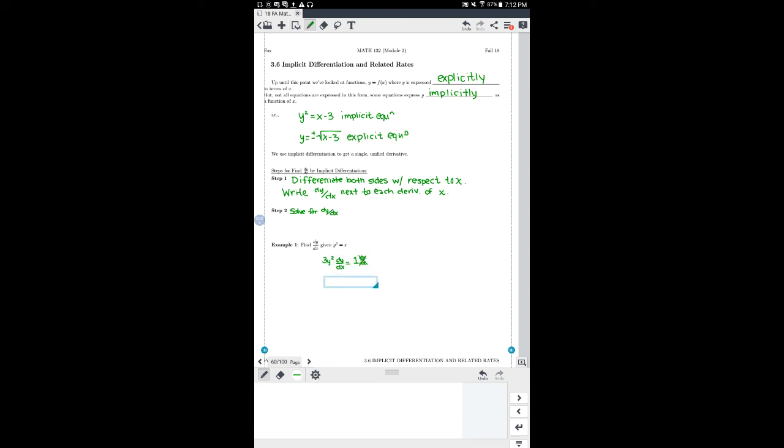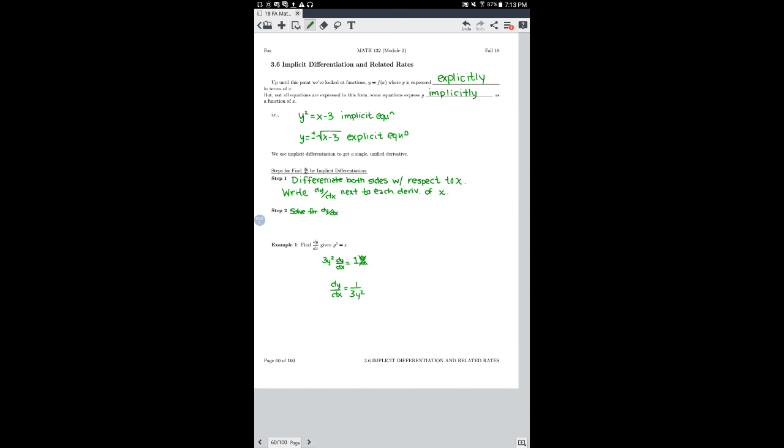So what do I need to do to get dy dx by itself? I need to divide by that 3y squared. So I'm going to divide both sides by 3y squared. So dy dx is going to equal 1 over 3y squared. Now I want you to try the second example, keeping this all in mind. Take the derivative as usual and just put a dy dx next to that y term. And I'll post that solution.